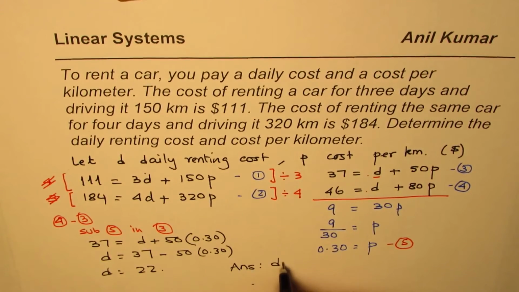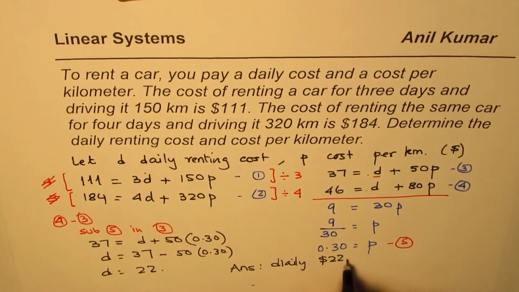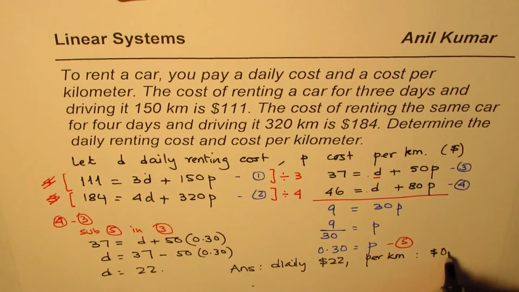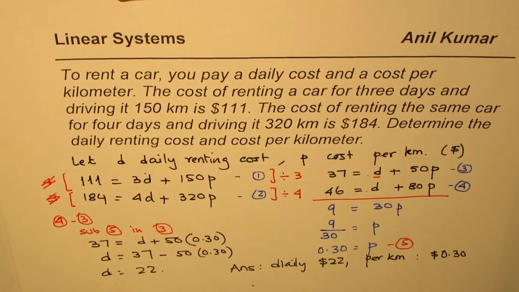The daily rate is $22 and the cost per kilometer is $0.30, 30 cents per kilometer. So that is how you can solve such questions.